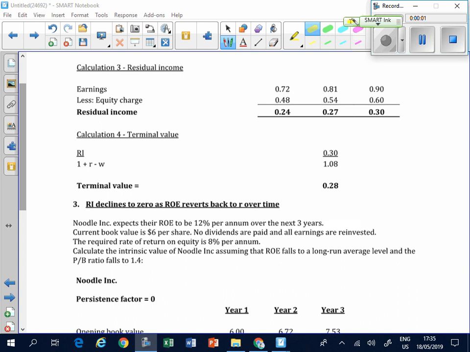So what we're doing here is the residual income valuation methodology for when you have a price to book exit value. Okay. Now, as we said before, let's just go through the Noodle example quickly.